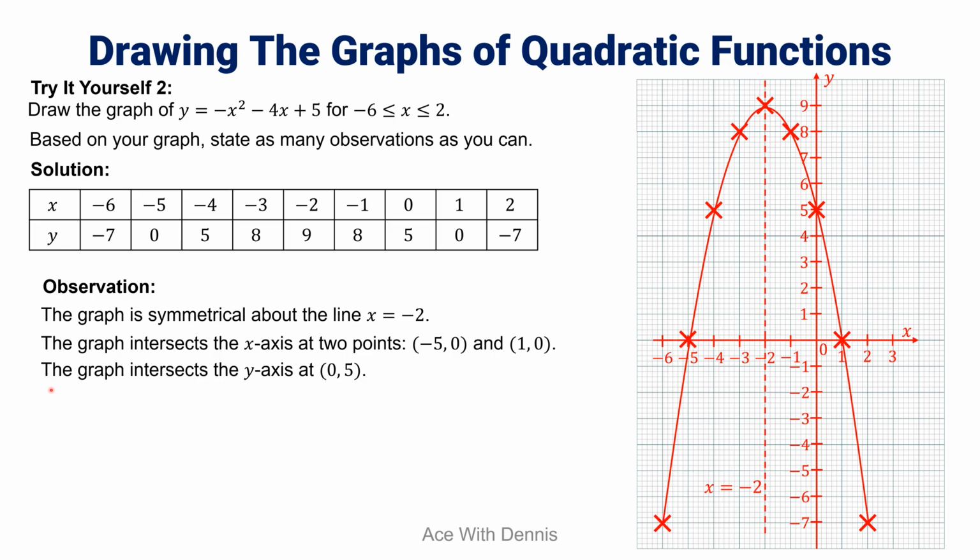Next, we can also say that the graph intersects the y-axis at (0, 5). So this is the point (0, 5). We can also say that the point (-1, 9) is the maximum point of the graph. So where is the point? This is the point (-2, 9).